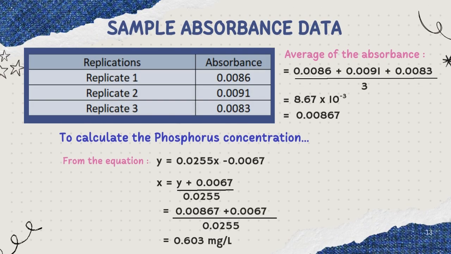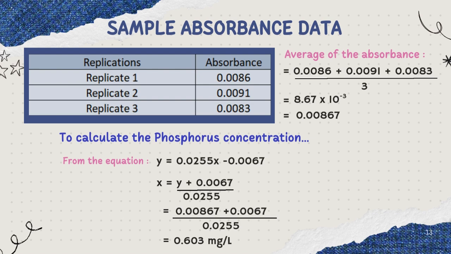For the river water sample, we took 3 absorbance readings to ensure precision and consistency in the measurements. The absorbance values were 0.0086, 0.0091, and 0.0083. We calculate the average absorbance to be 0.00867. This average value will be used with the calibration equation to determine the phosphorus concentration in the river water.